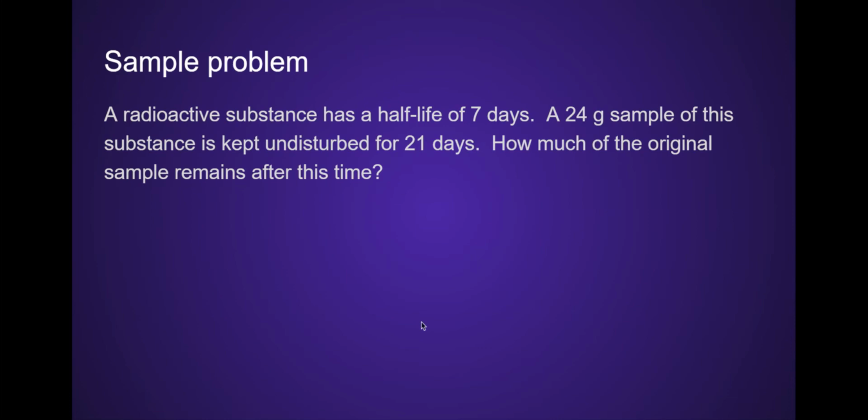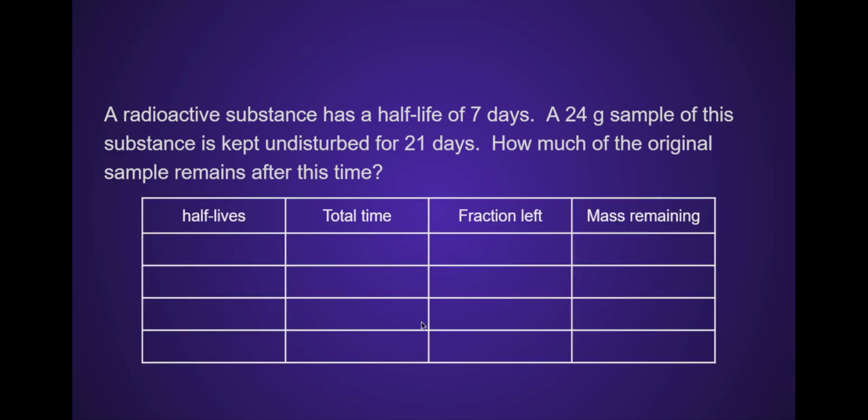All right, so let's do a sample problem. A radioactive substance has a half-life of 7 days. A 24-gram sample of this substance is kept undisturbed for 21 days. How much of the original sample remains after this time? If you can look at that and say, wow, 21 is 3 times 7, 3 half-lives have gone by, that's great, but let's still build a table. All right, so remember, we start at time 0, everything remains. 0 half-lives, 0 time, 100% of the sample, that's a fraction of 1, remains, and in the mass column, we're going to put the initial mass we're given, which is 24 grams.